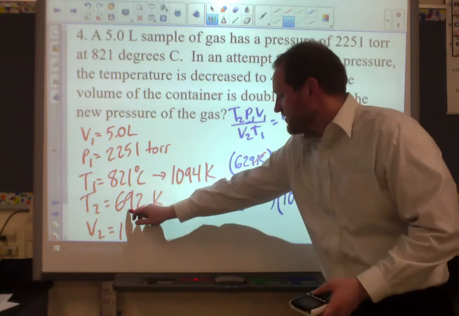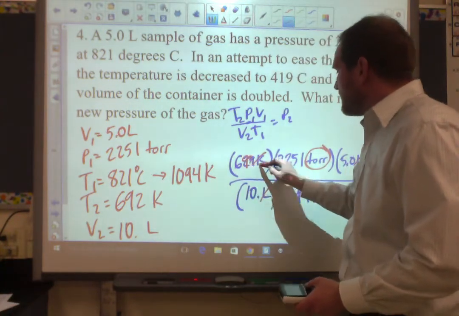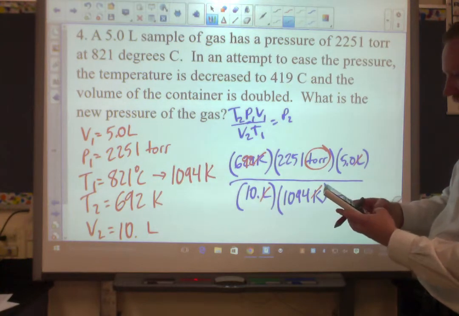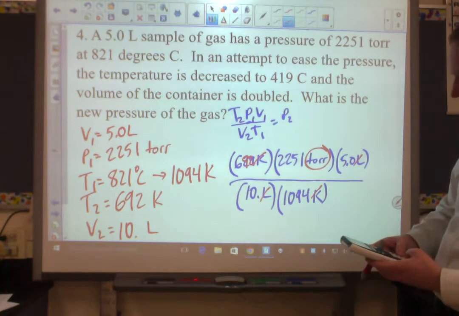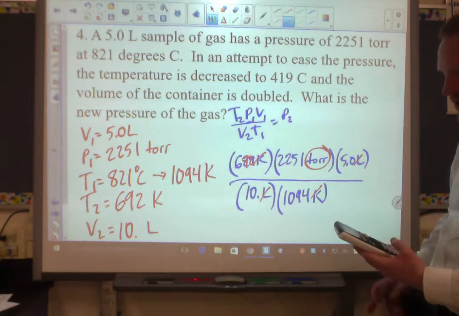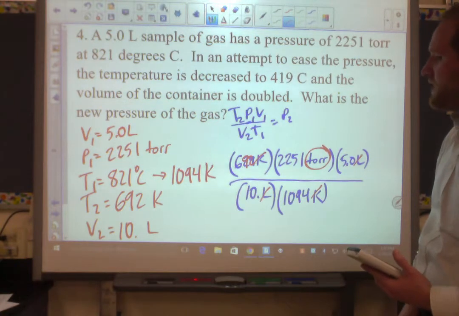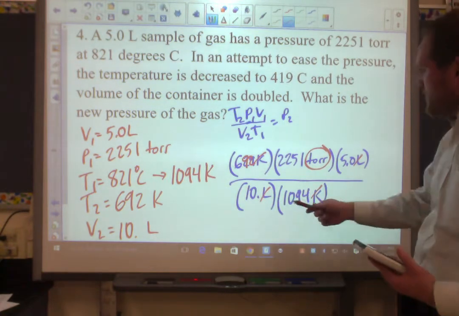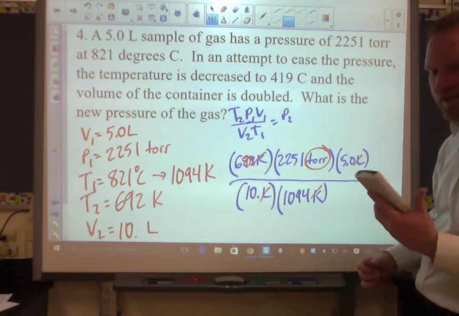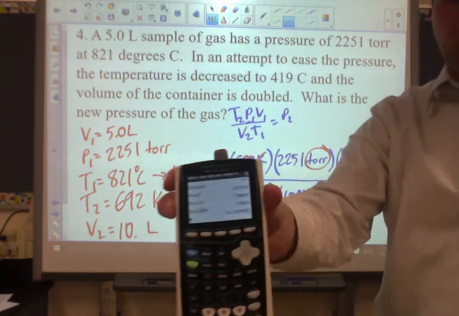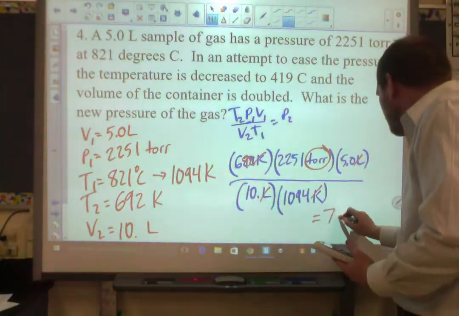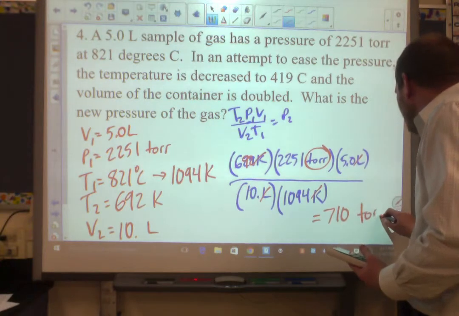Caught myself. I wrote 629, that should be 692. 692 times 2251 times 5 divided by 10 divided by 1094, and let's talk sig figs here. Look at the numbers you used. I'm seeing 3, 4, 2, 2, 4, 2 sig figs. So my calculator says 711. I'm going to call that 710, and my unit is torr.